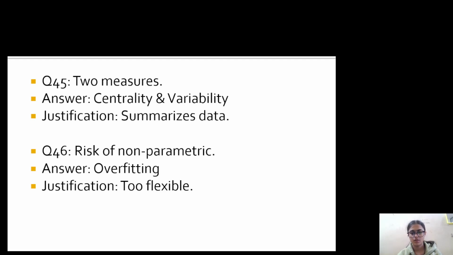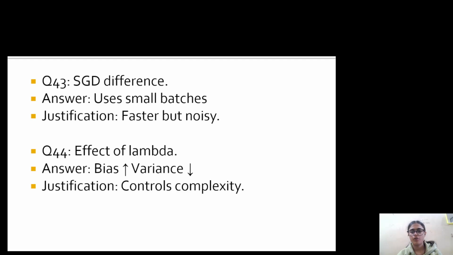Next is the effect of lambda. What happens to the bias and variance as the regularization parameter lambda increases? Bias increases and variance decreases. A higher lambda makes the model simpler, and a simpler model means more bias. A simpler model also means less variance, and regularization basically balances the bias-variance trade-off.